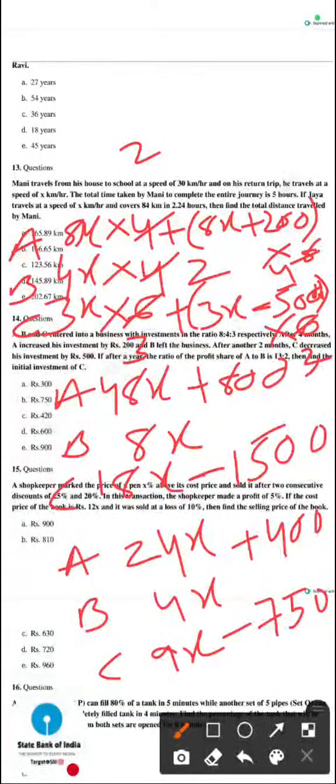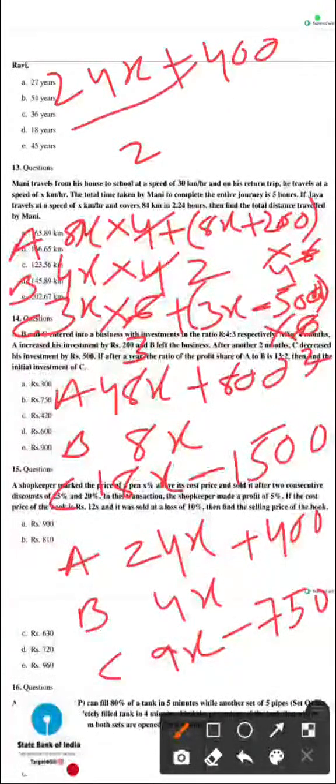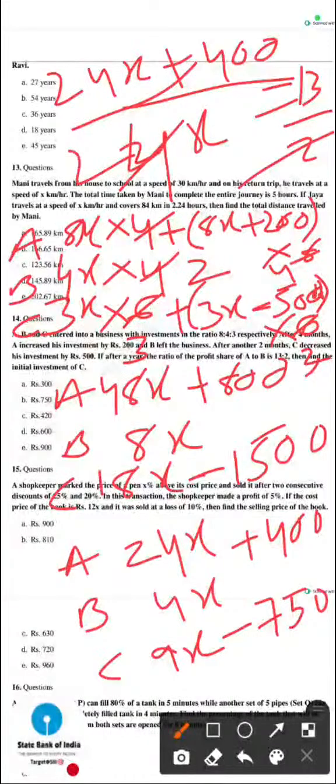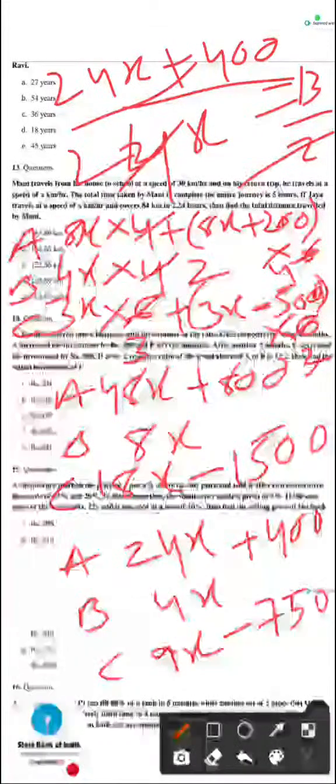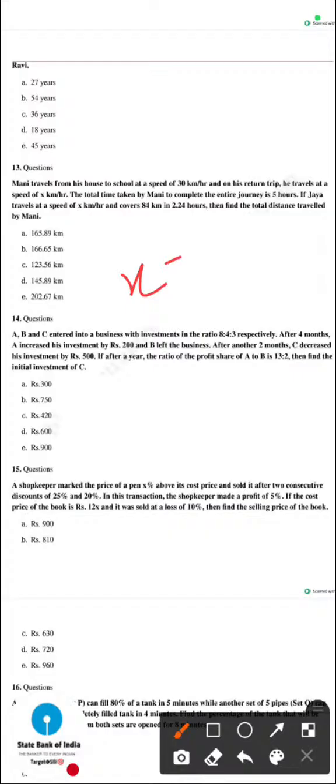Now the profit ratio of A is to B is 13 is to 2. So here we have 24x plus 400 divided by 4x equals 13 divided by 2. 2 times 2 into 13, which will be 26. 26x minus 24x means 2x. 2x value will be 400. So we get x value equals 200.